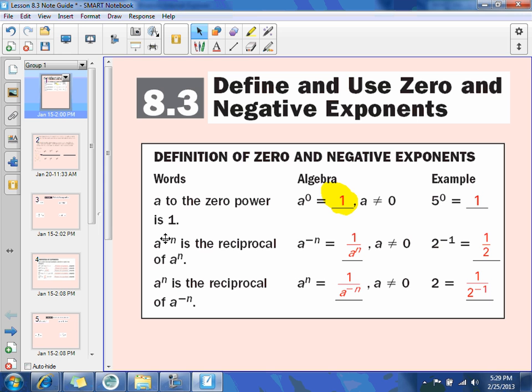Now, negative exponents, take a look. Negative exponents don't actually mean negative numbers. Look at what it turned into. A negative exponent gets turned into a fraction. If it is a fraction with a negative exponent, it doesn't want to be there. Turn it into a whole number.